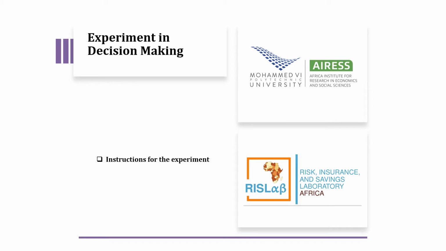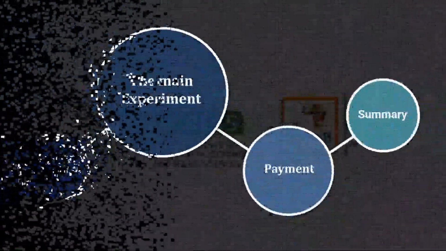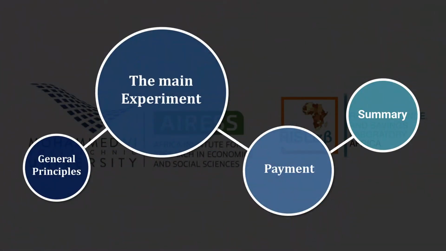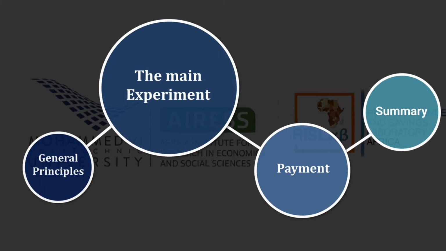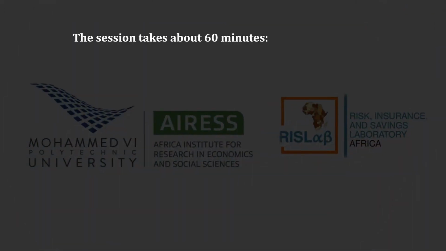This video presents the instructions of the experiment in decision making. Welcome to this session, which is structured as follows. First part for general principles of the experiment. Second part for explaining the main experiment. Third one for explaining the payment. And finally, a summary. The session lasts about 60 minutes, and is organized as follows.